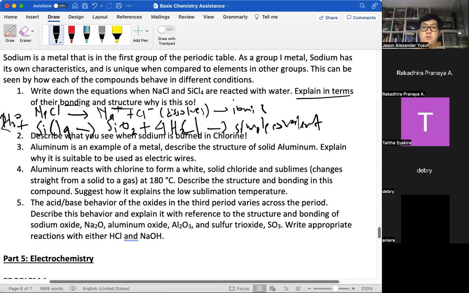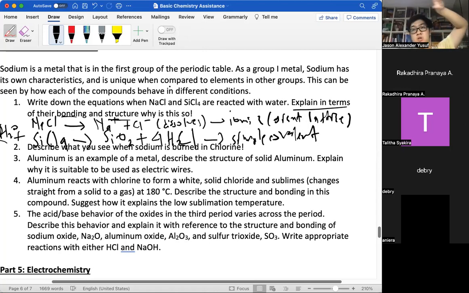And this NaCl4, it has a giant lattice structure. If you want to Google it, go ahead if you want. Okay, so another question is, why does NaCl not react with H2O, but SiCl4 does? I was about to get to the explanation.